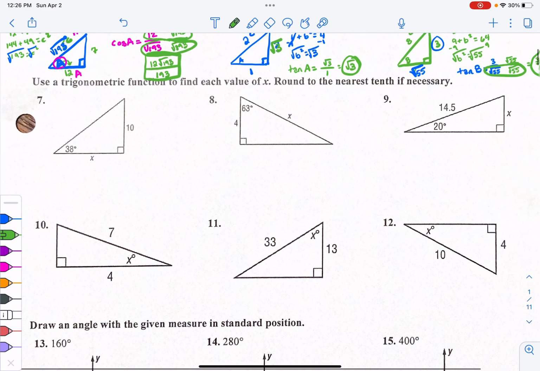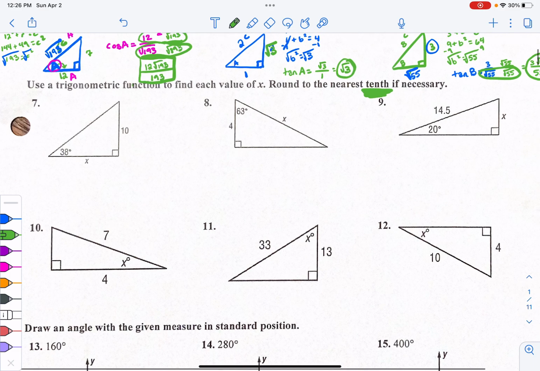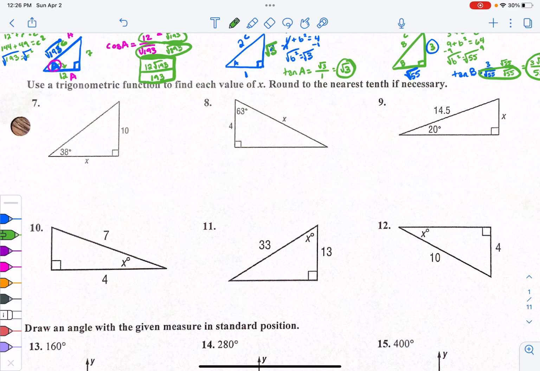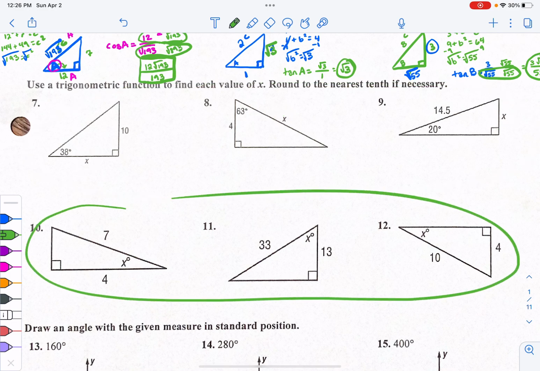Problems 7 through 12 have all the same instructions: you're trying to find the value of x rounded to the nearest tenth. That's just one decimal place for each one of these, okay? On 7, 8, and 9, these three right here, you are solving for a side, like side x. But in the bottom three, you are solving for the angle.